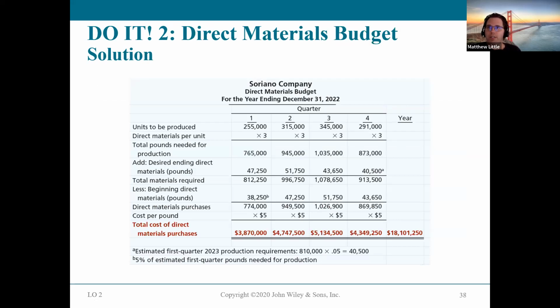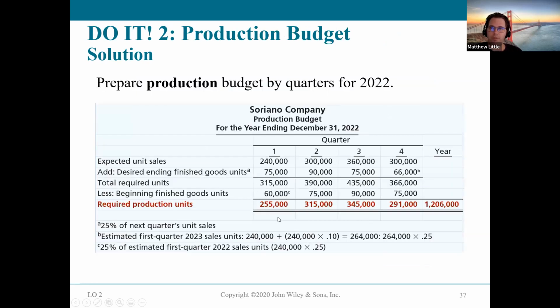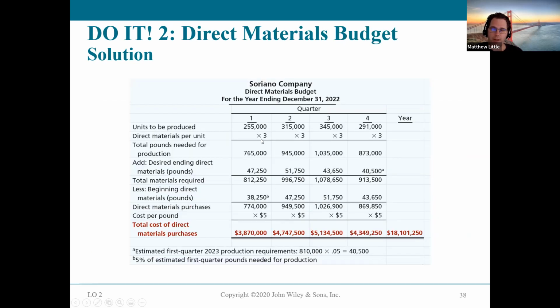Then we can move to direct materials. So now we look at the units to be produced. So 255 for quarter one. Go back a slide, ties with the 255 for quarter one. 3 pounds per unit. Total pounds needed, 765. Desired ending product, we said 5% of the next quarter. So 5% of the 945, you can see it here. And we're told what to expect for quarter four. And our beginning, we'll assume 5% of the beginning. So 5% of the 765 was 38,250.